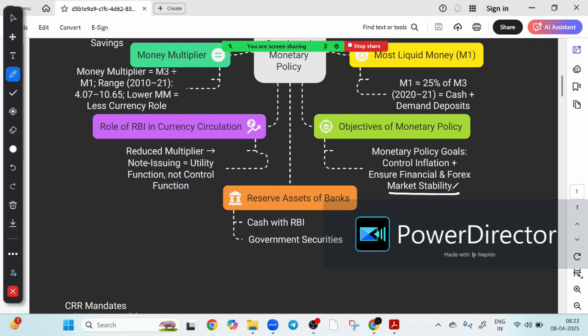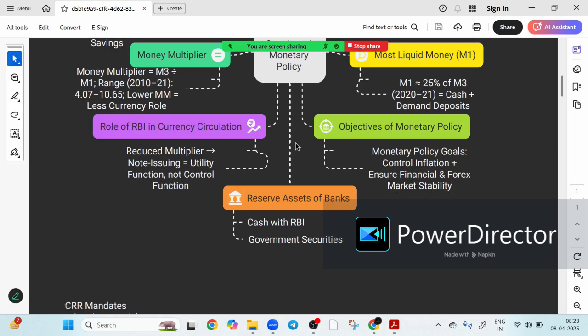So the next time you hear terms like CRR, M3, monetary policy, M1, or the money multiplier that I just told you about, you will know exactly what is going on behind the scenes. That is all we have discussed in this first slide.